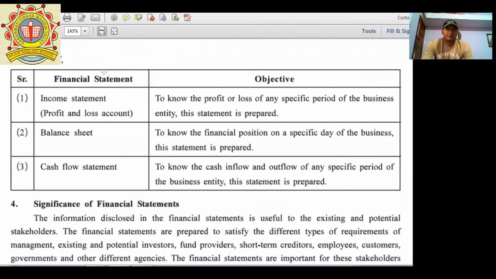then after, financial statements and their objectives. Like the income statement, there is a specific objective to know the profit or loss. Balance sheet, specific objective to know the financial position. Cash flow, to know the cash inflow as well as outflow, means what are the sources of income and what are the other list of expenses by which cash flows out.